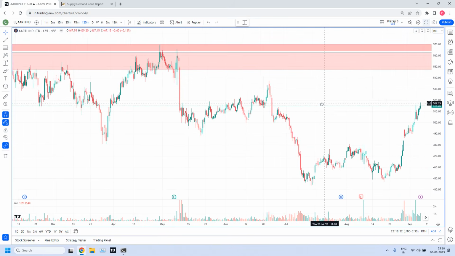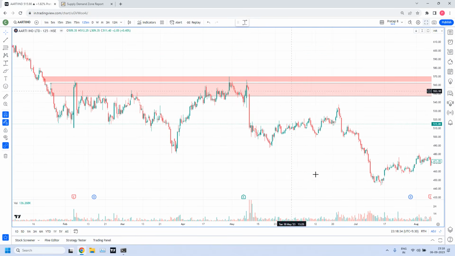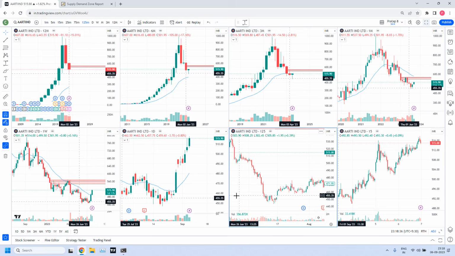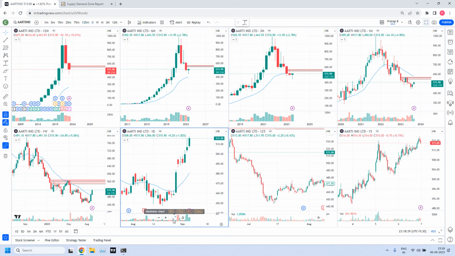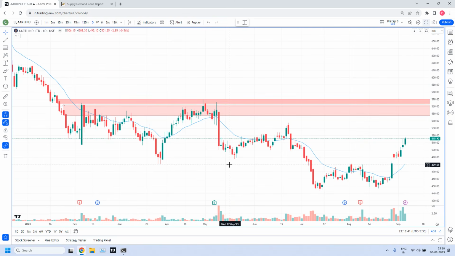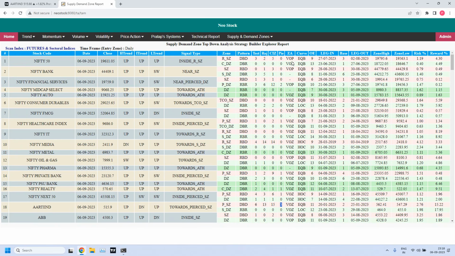So this is the reason why understanding pierced zones is very, very important. That is one of the reasons why I included a column, Pierced, which indicates how many times the zone is pierced. So here 5 times for RT Industries.